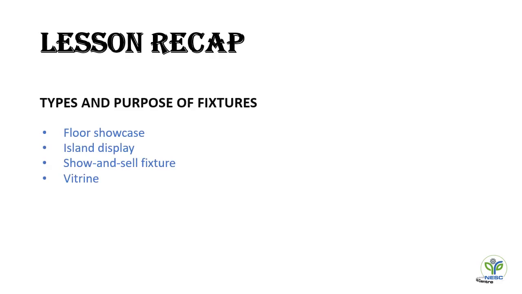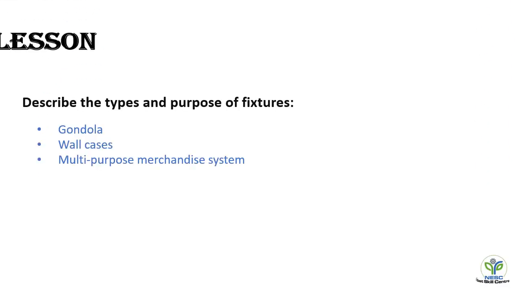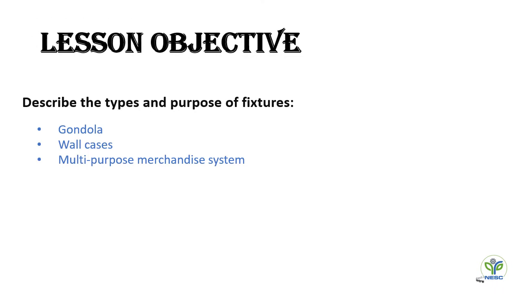In our previous class, we studied what fixtures are and the four types and purpose of fixtures, that is floor showcase, island display, show and sell fixture and vitrine. So today we are going to learn the remaining three types of fixtures and their purpose, that is gondola, wall cases and multi-purpose merchandise system. At the end of today's session, you should be able to describe the three types and purpose of fixtures.